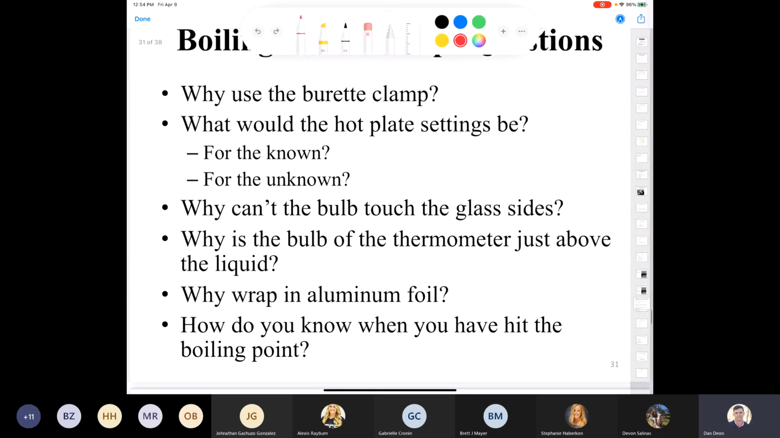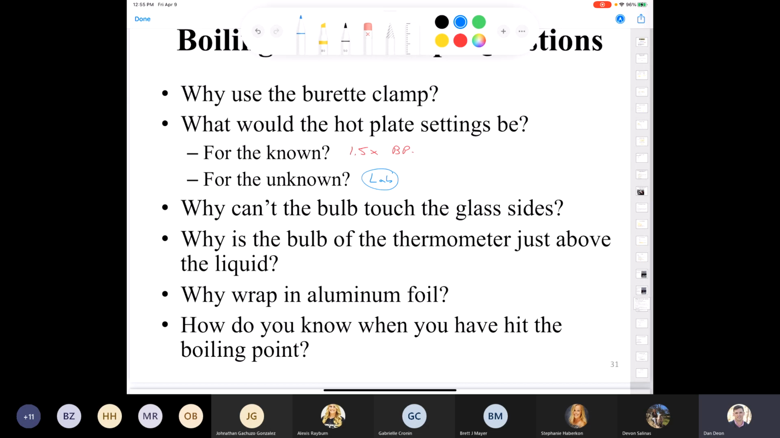Why use the burette clamp? Well, the reason you don't use the three-finger clamp is that I would probably be the first guy to snap a thermometer, and that is not a good thing. What do you set the hot plate setting to? For a known, remember that we generally set it to 1.5 times the boiling point. As far as your unknown goes, I want you to discuss that with your lab instructor. You'll discuss in lab where you should start heating, because I don't want anybody to just say, well, I'll just jack my hot plate up to the highest setting, it's going to boil no matter what. Well, no, I don't think that is a good strategy. So in the lab, your lab instructor will go over what a good strategy would be for boiling your unknown, since you don't know the boiling point. What else?